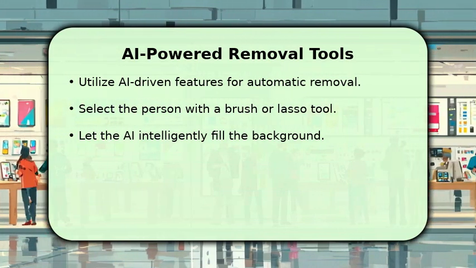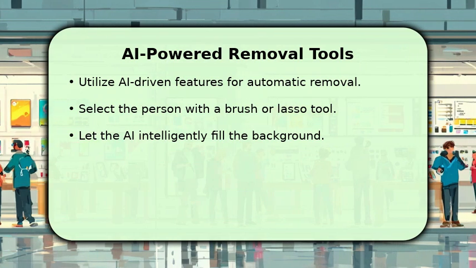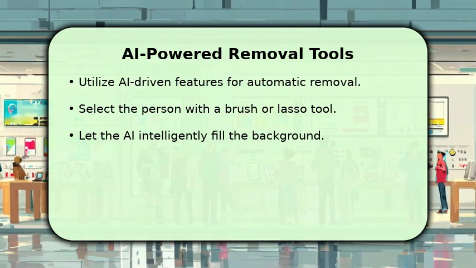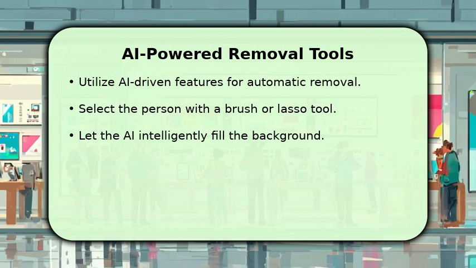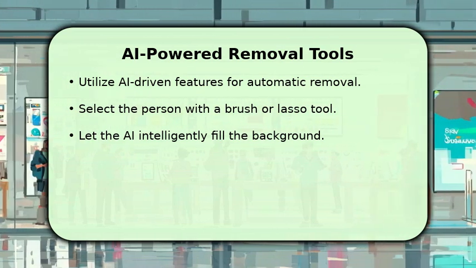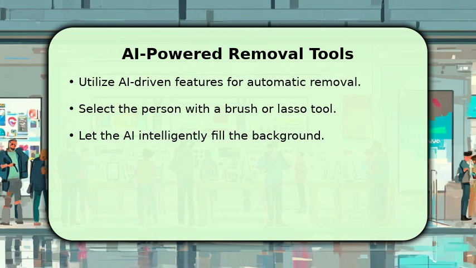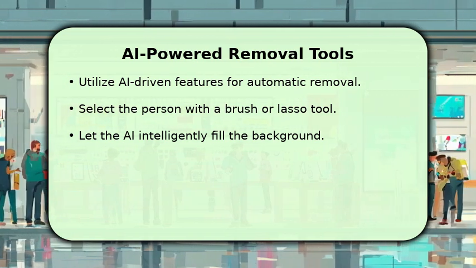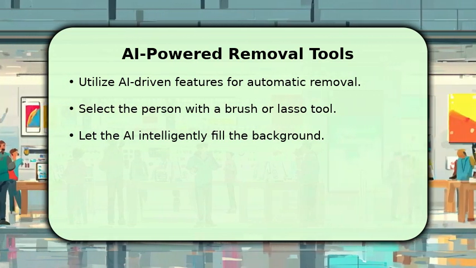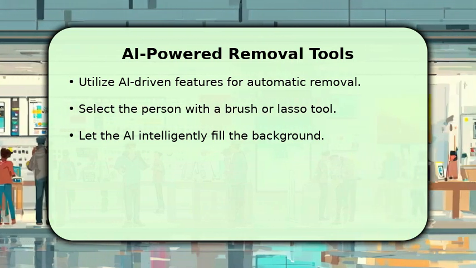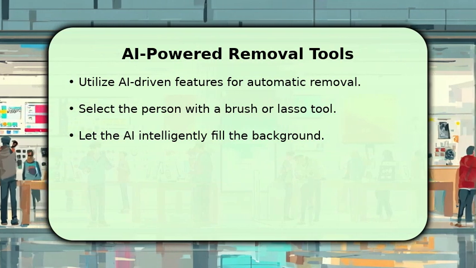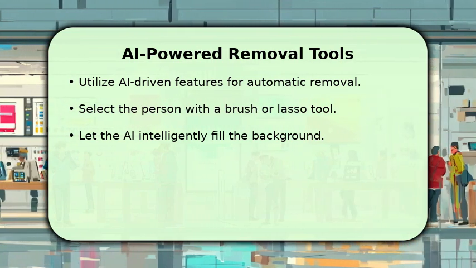Begin by opening your image in an AI-powered editor. Then, use a brush or lasso tool to carefully select the person you want to erase. The AI will then analyze the surrounding pixels and intelligently fill in the background, often achieving remarkable results with minimal effort. This method is particularly effective for complex backgrounds, saving you significant time and ensuring a seamless edit.